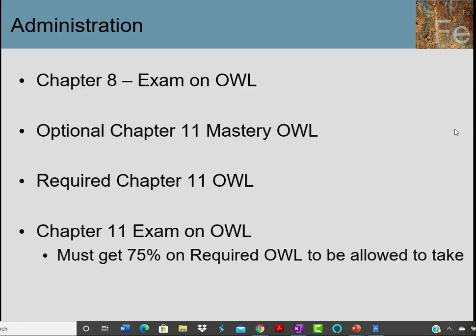So, administrative items, you guys have the OWL Chapter 8 test still on your plates. Get that done ASAP. Chapter 11 Mastery, I would plug away at that on a regular basis. Same thing with the required OWL problems. Bring those questions, if you have any, to the Flex Chats. And the Chapter 11 exam, I'll release early next week. You need to get 75% on the required OWL in order to be allowed to take the test, and then you will have multiple shots at it.